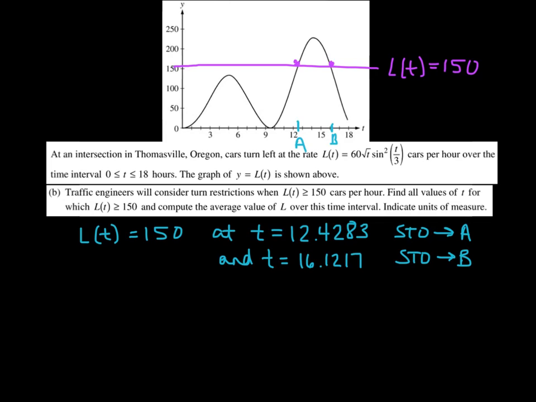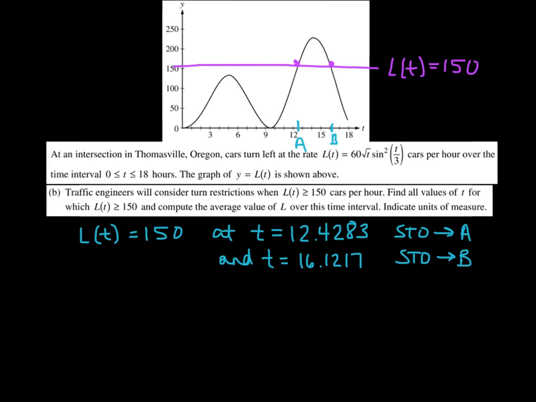Okay, so I went ahead and, like I said, typed L of t into my y1 and typed 150 into y2, and I calculated the points of intersection. I got two different values. The first one I got was t equals 12.4283, and the second one was 16.1217. Those came from calculating the intersection, second calc, intersect. Then you can see here I stored that 12.4283 in for A, and in for B, I stored the 16.1217.